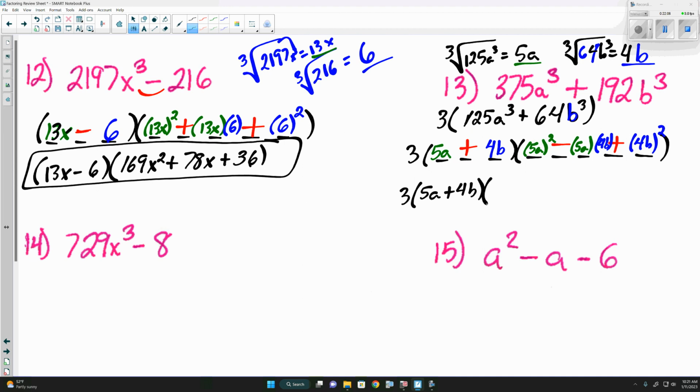In the bigger parentheses, 5a squared. Well, 5 squared is 25. And we have a squared. We're squaring the term. We're multiplying it by itself. 5a times 5a is 25a squared. Minus 5a times 4b. 5 times 4 is 20, and we have ab. Plus 4b squared. 4b times 4b, or 4 times 4 is 16, and we have b squared.